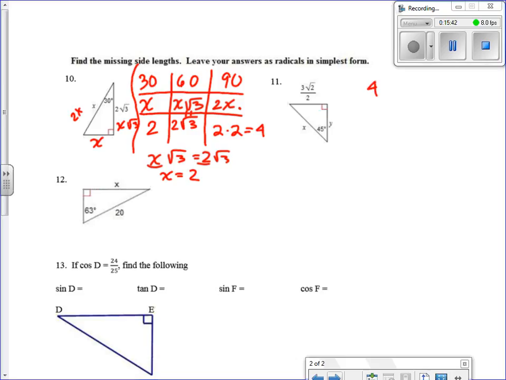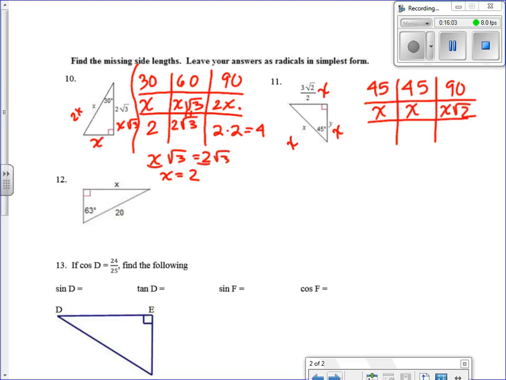So let's go ahead. Practice makes perfect. Repetition causes information to be permanent. So this is x, this is x, this is x radical 2. And for which side do we have a measurement? We have a measurement for one of the legs, so it doesn't matter where I put it. I'm going to put it here.